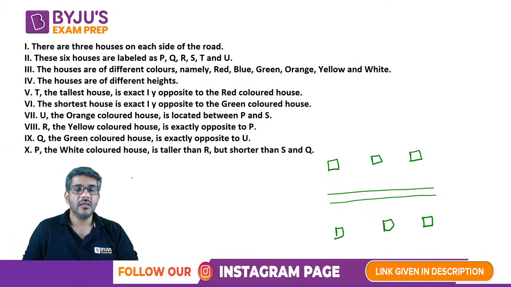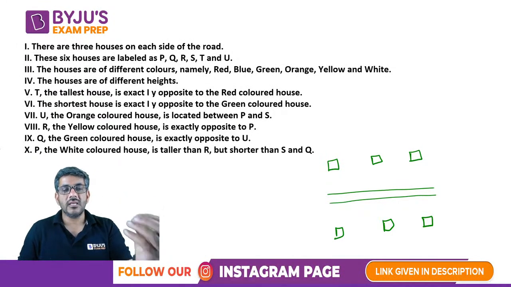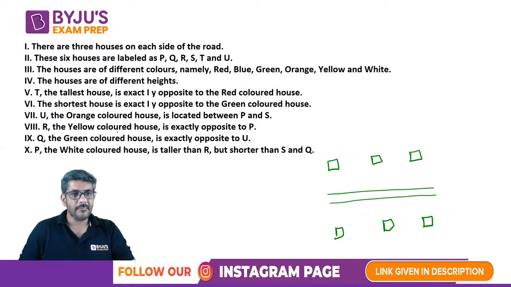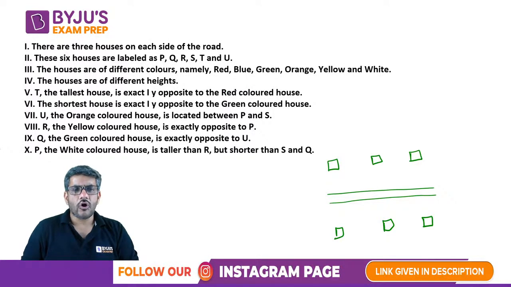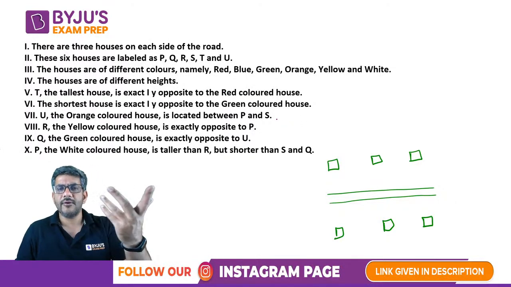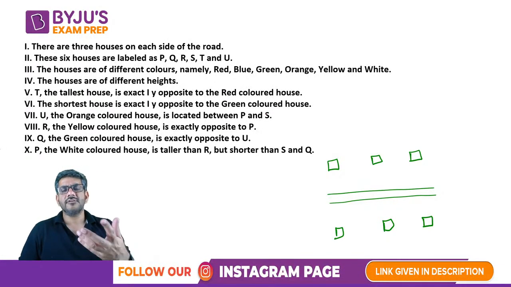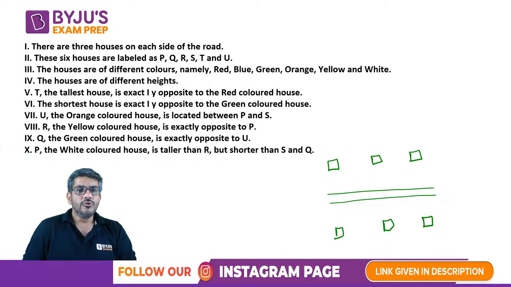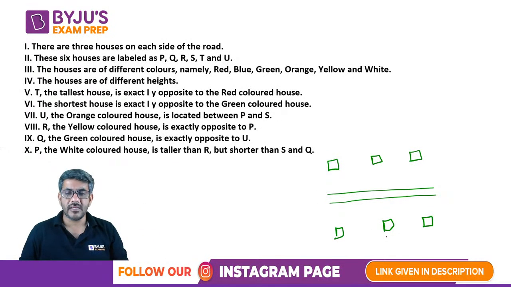Now, listen carefully. Currently, I am not looking at their heights. I am just talking about the color and name of the house. T, the tallest house, I have no concern with that right now, is exactly opposite to the red colored house. Where is T? I don't know. So let's forget about it. The shortest house is exactly opposite to green colored. Which is shortest? I don't know. Forget about it. U, the orange colored house, is located between P and S. So this is giving me exact information. I can assume any one of them as U, and because U is between P and S, I'll take P on this side and S on this side.